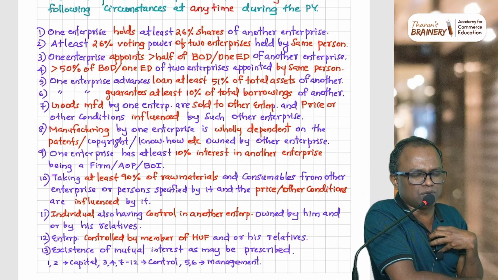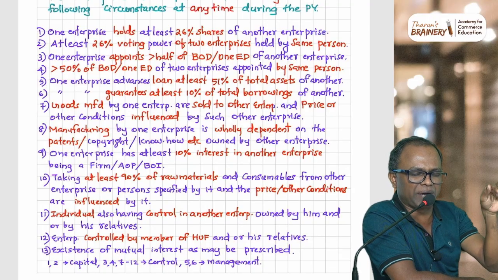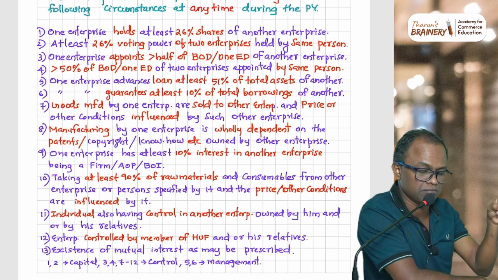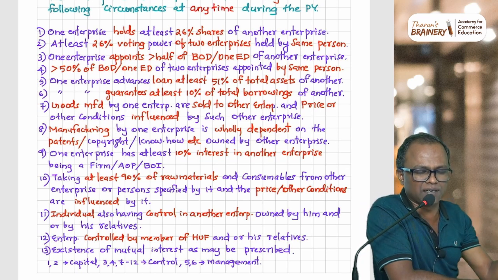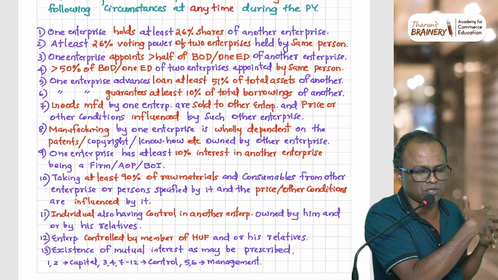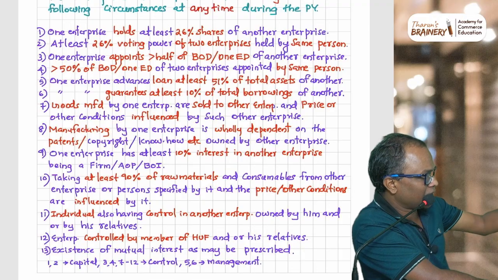One entity manufactures goods and sells to another enterprise. So the buyer enterprise decides the price and other related conditions. So it's a sole buyer, right? If that sole buyer says that this should be the condition, the seller enterprise is bound to follow that. So it is some sort of influence, control is there. So that is manufacturing goods and selling to another enterprise.